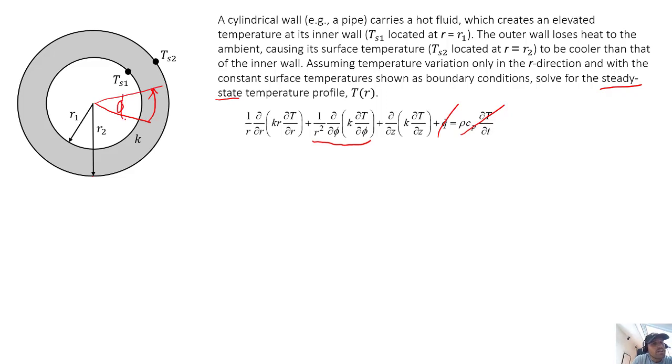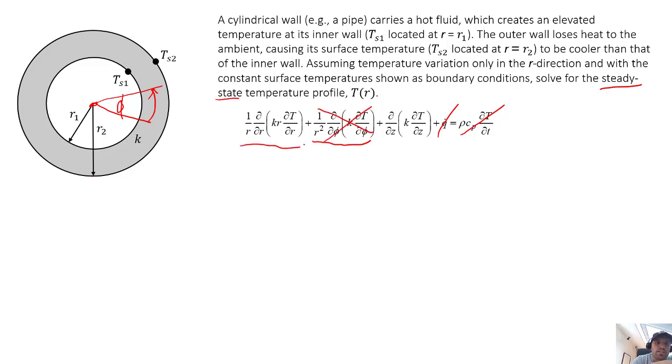So this problem has a natural symmetry. We're expecting this fluid on the inside to be well mixed, and we're expecting the fluid on the outside to also be well mixed. So we expect everything that's happening to be symmetrical with respect to this center point here. So we would not expect any temperature gradients in the phi direction. So we can get rid of that term.